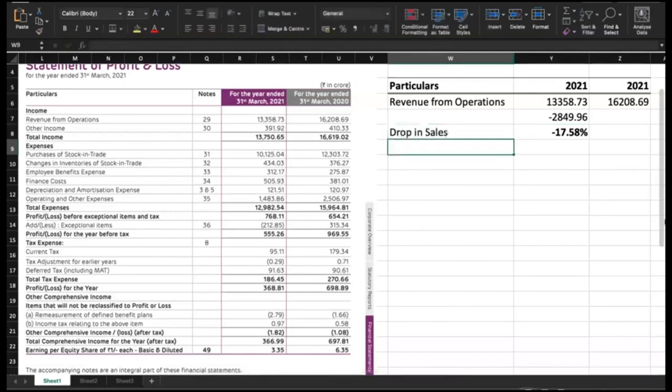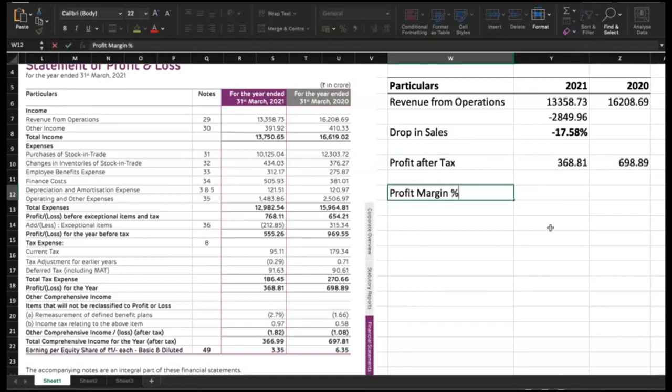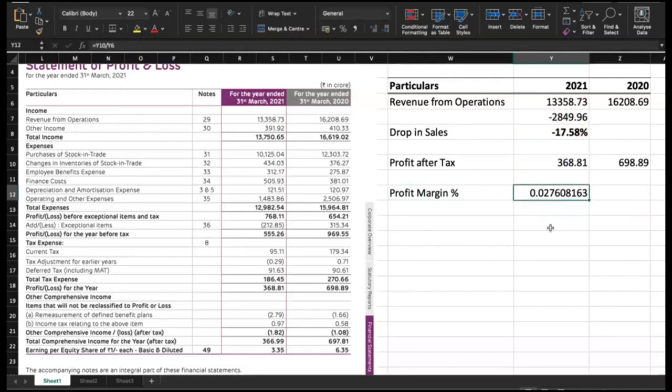Fine. Number 2, let's understand what is the profit margin here. To calculate profit margin, we need profit after tax. It is 698.89 crore in 2020 and 368.81 in 2021. So again, what we could see is a drop, but let's measure this profit margin. Profit margin is nothing but this profit after tax divided by this revenue from operations, and it is 2.76% in 2021. Whereas it was 4.31 in 2020.